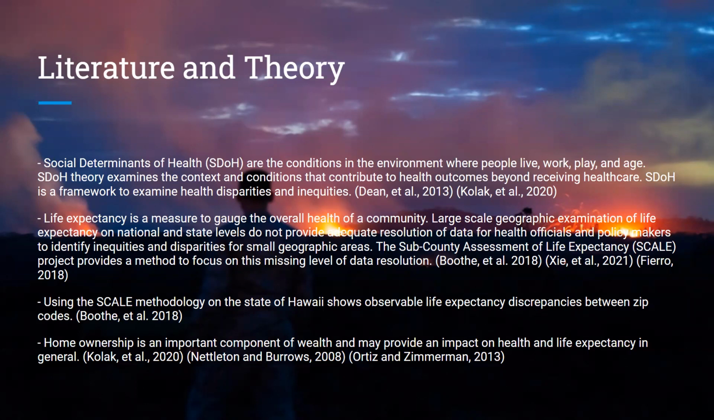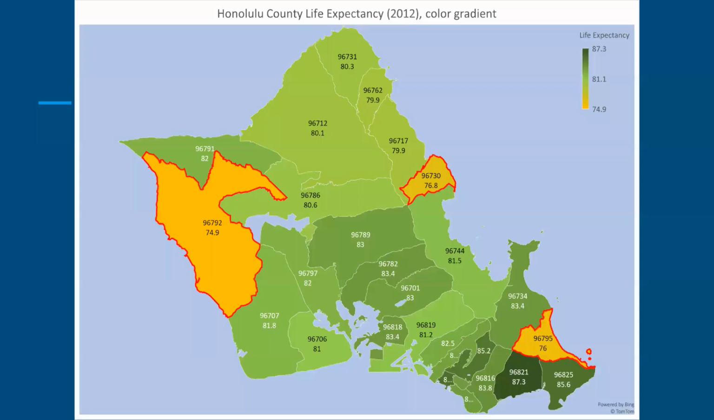Large-scale geographic examination of life expectancy on a national and state level does not provide adequate resolution of data for health officials and policymakers to identify inequities and disparities for small geographic areas like those of sub-county size. So the sub-county assessment of life expectancy, the SCALE project, provides a method to focus on this missing level of data resolution, giving a view of data in a format where you can recognize inequities, such as the map that I showed you earlier.